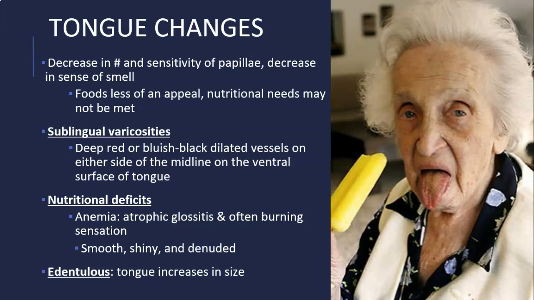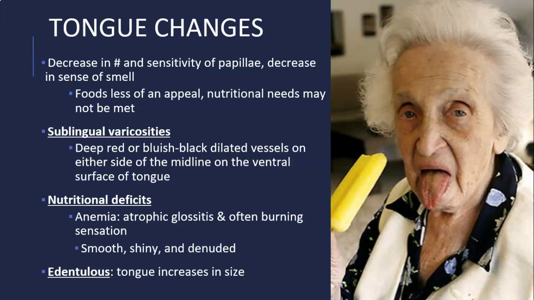Nutritional needs may not be met. There could be some vitamin deficiencies that can also affect this area as well. So sublingual varicosities, those are those big swollen-looking, dilated vessels under the tongue. So you get the deep red or bluish-black dilated vessels on either side of the midline, on the ventral surface or undersurface of the tongue.